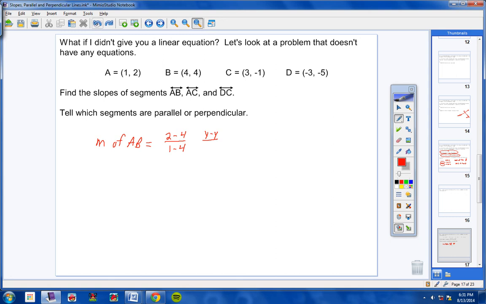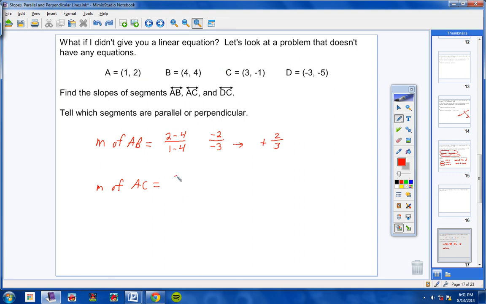So I want you to find the slope of line AB. Y minus Y over X minus X, I'm going to get -2 over -3, and we should know by now a negative over a negative is a positive, and 2/3 cannot be reduced. Very good. Now let's find the slope of AC. Here we go. Using this point and this point here.